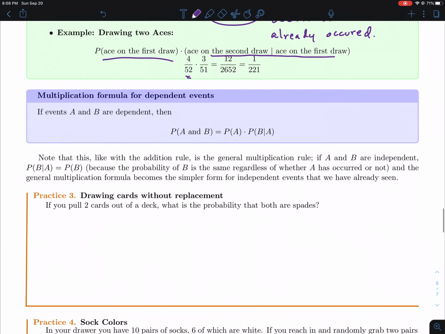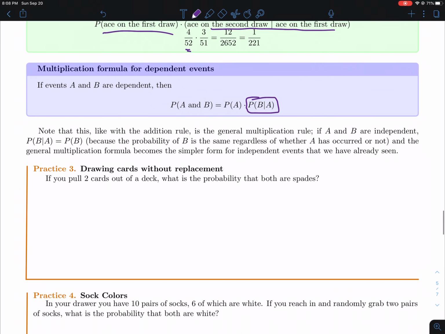And so if we look, the multiplication formula for dependent events is pretty much similar, except the only difference is instead of just the straight probability of A, it's going to be this new calculated probability of B based on the fact that A has already occurred. And then the little footnote below, just like for mutually exclusive: in the case that A and B are independent, then the probability of B, assuming A occurs, would just be the probability of B, and we get the original rule that we had before.